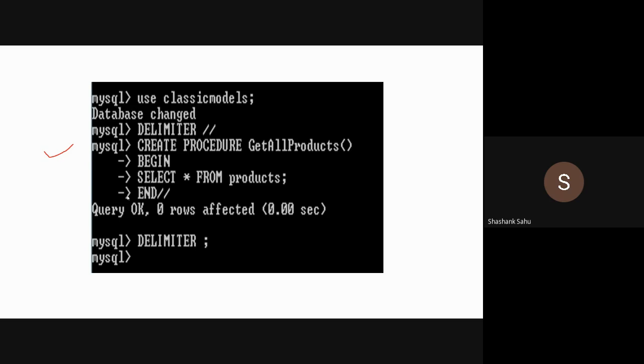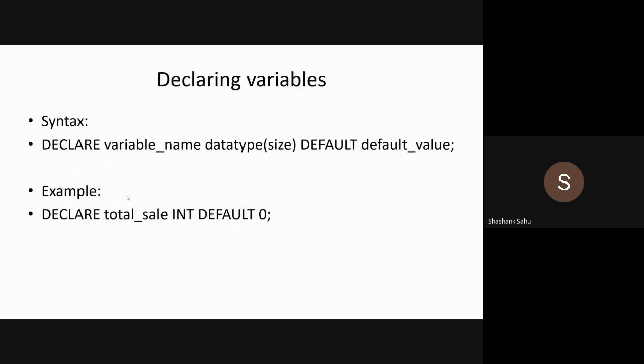So this is related to a very small idea about stored procedures. Now go ahead. In the stored procedure, we can create a variable also. To declare a variable, we use the DECLARE statement, then write the name of the variable, total sell, and the type of the variable is integer and the default value is 0.